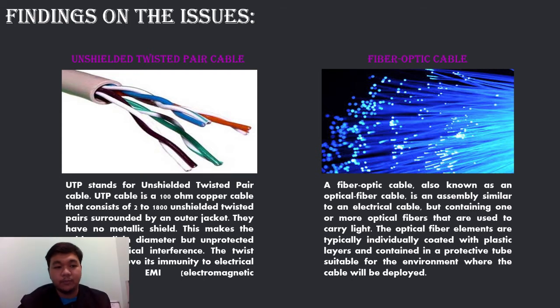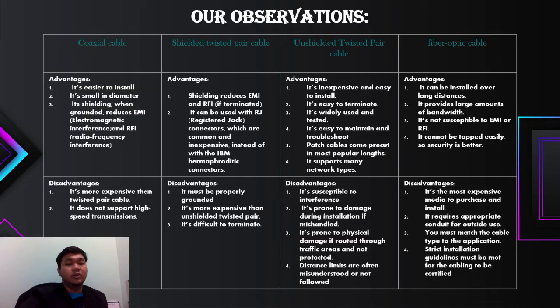Oh, my bad. So next, we will go to our observations. I will only talk about two parts of the observation, that is the coaxial cable and the shielded twisted pair cable. The other two parts will be continued by my other team member, Danish. I'll pass it to him later. So now let's go to coaxial cable.